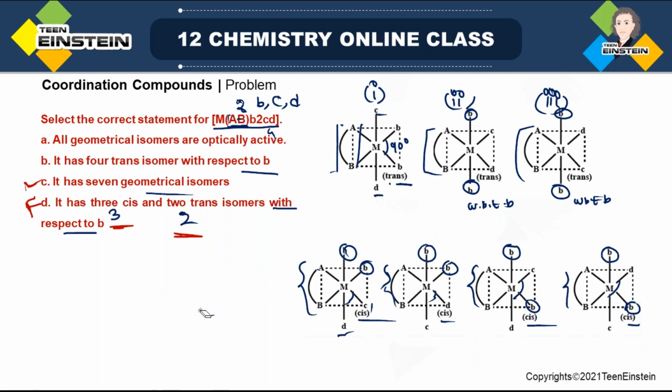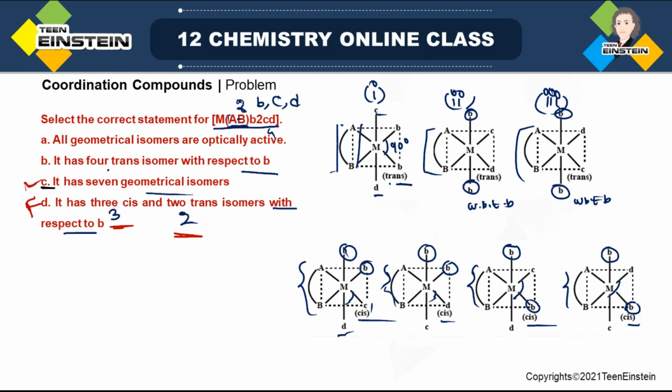Now, what about the first two statements? Next, we'll see that all geometrical isomers are optically active. But here, is it so that all are optically active? Actually, we have already found that option C is correct. So when the exam is going on and you are having this type of question, obviously, if you are sure that there are seven geometrical isomers, you don't have to move to other statements. But here, as we are discussing properly, we have to see why the first statement is not correct. Because if C is correct, obviously A and B are not correct. Only one statement is correct.